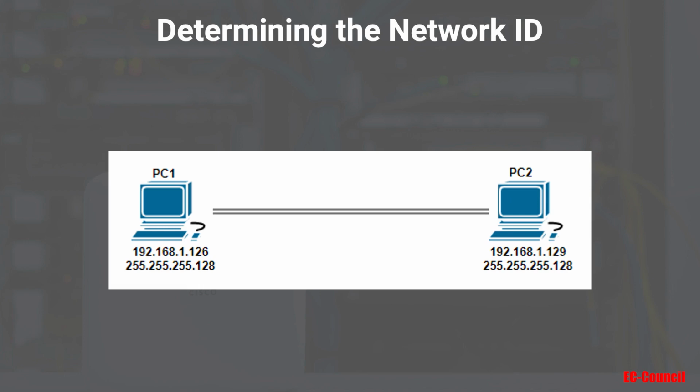Now, you're probably thinking, is a cable bad? No. What if the cable is working perfectly, all devices are on, and everything is physically connected as it should be? We need to determine what is a possible cause for these two devices not being able to communicate properly. To determine this, let us work out the network ID for PC1 and the network ID for PC2 and compare them.